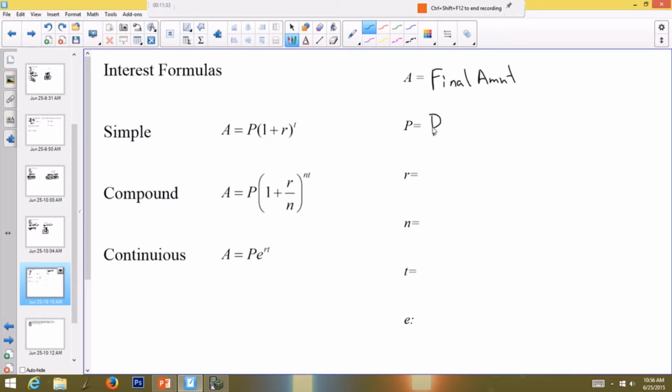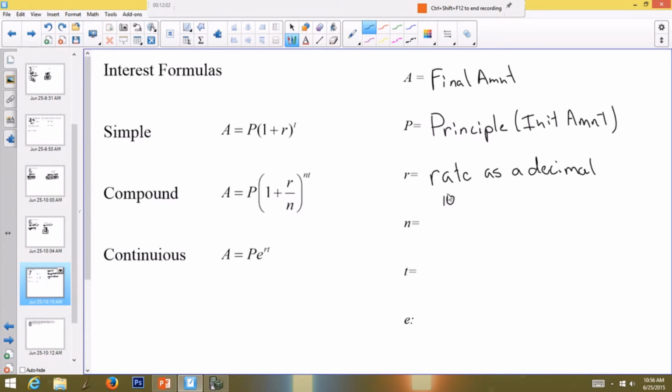P is usually principal. Or we could say initial amount. Your r is your rate as a decimal. So as a quick example, if they say 10%, then you're going to say r equals 0.1.